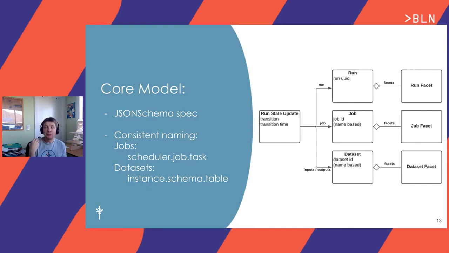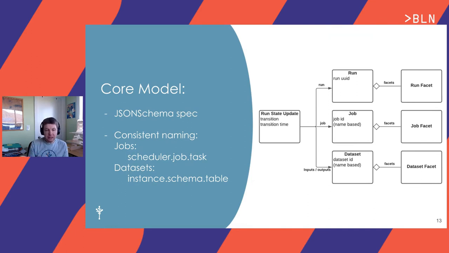A run is a particular instance of this job running. So it could be running at a specific time for a specific schedule. It could have specific parameters and so on. The dataset is a representation of data. So it could be a table. It could be a folder in a distributed file system, something like S3 or HDFS or GCS. And so we have this core model of lineage where you have a job running for a specific run ID, and it's reading and writing specific datasets. So that's the core of the model.